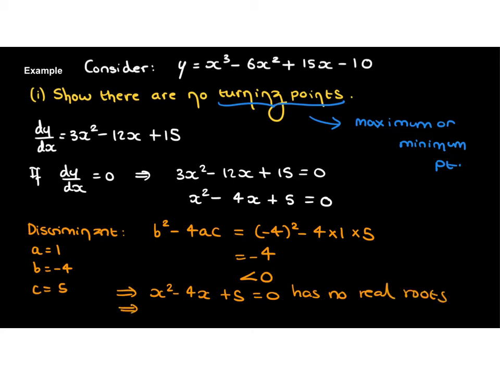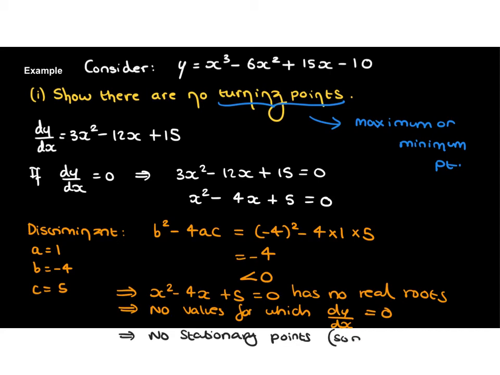This tells me there are no values for which dy by dx equals 0, which of course tells me there are no stationary points at all of any kind. So no turning points, because a turning point is a type of stationary point.